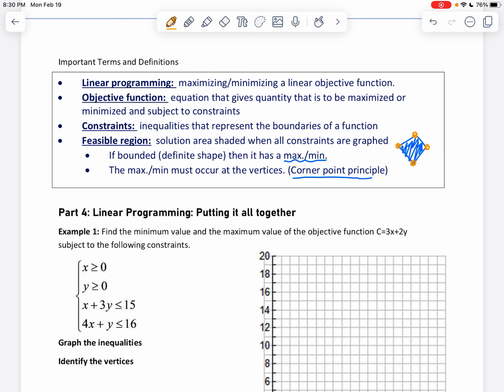Of course, there are some feasible regions that are unbounded that continue on forever and ever. And those ones, they don't have a maximum or min because they continue on forever and ever.